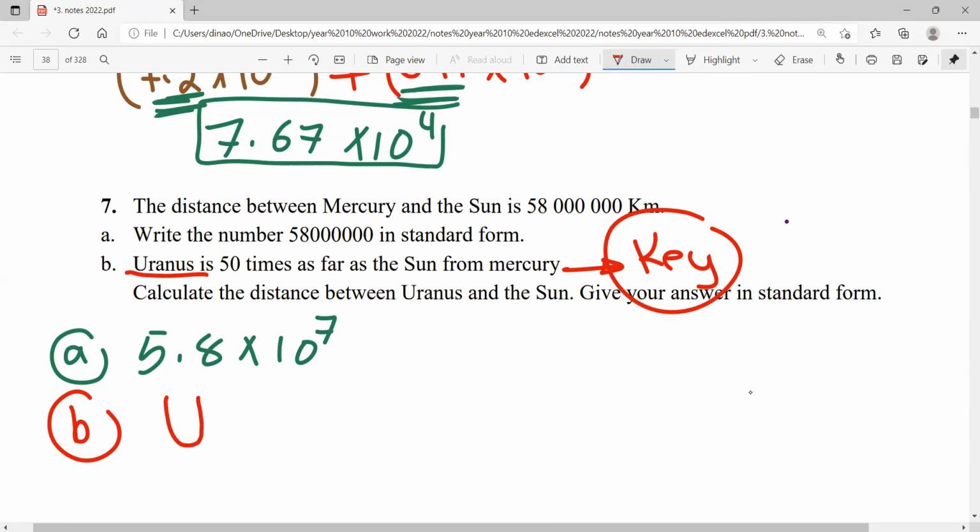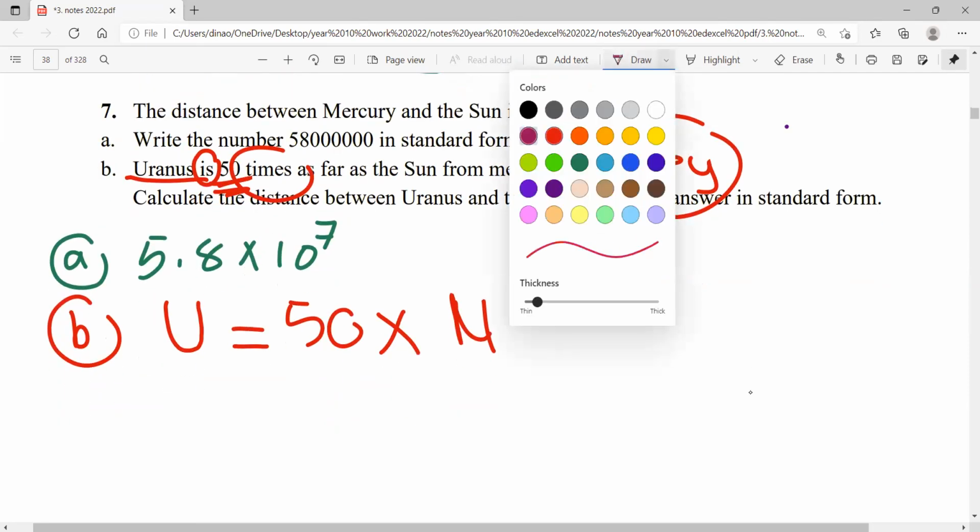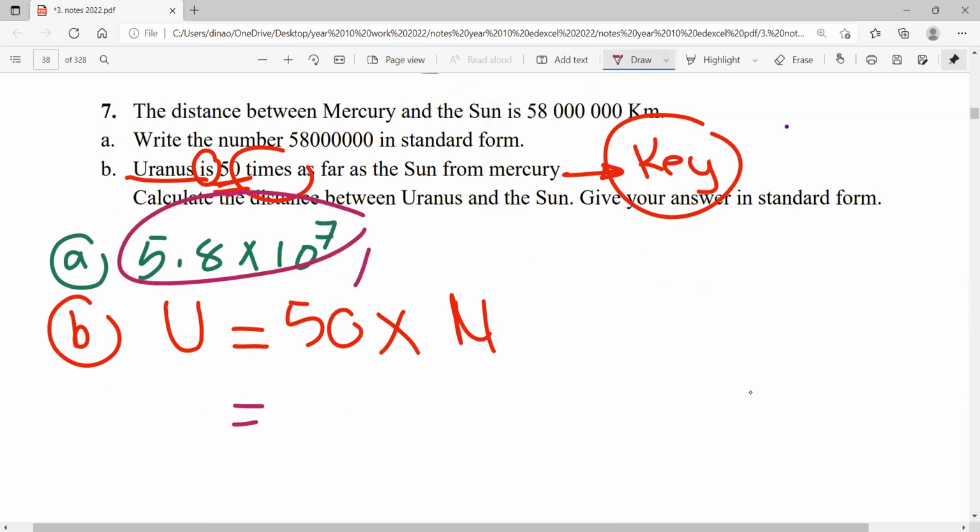Uranus, I choose the initial U, is equal to 50 times, meaning multiplication, the sun from Mercury, meaning 50 times the distance from Mercury and the sun. We say 50 times Mercury or the sun from Mercury, anything. Mercury from sun. Then calculate the distance between Uranus and the sun. So basically what am I going to do over here? I'm going to multiply this green number by 50. 50 times 5.8 times 10 to the power of 7.